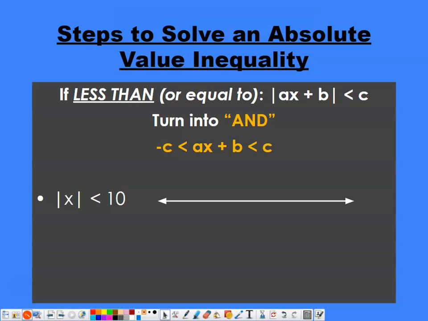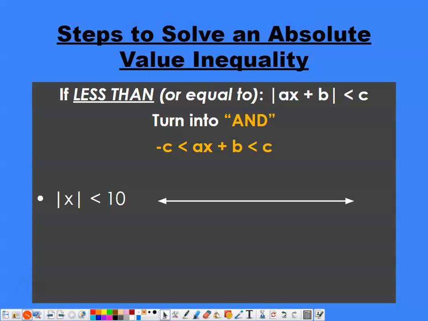So we have less than and we have greater than. In this case, we're going to look at what happens if we have a less than case. If we have less than or equal to, the absolute value of ax plus b is less than c, we're going to turn it into an and statement. The easiest way that I think of doing these problems is thinking of the most basic case that you can, figuring out what logically is going on there, and then from there you can turn it into the correct compound inequality.